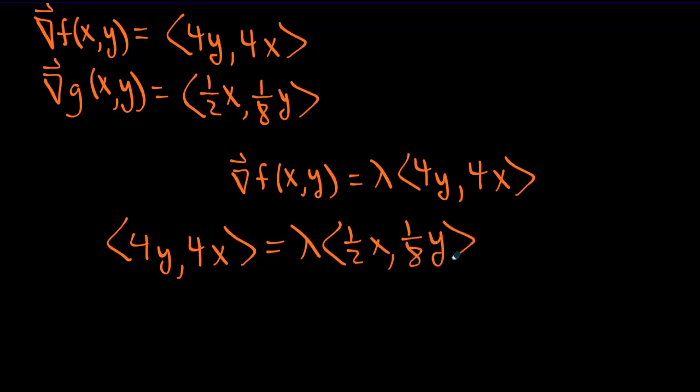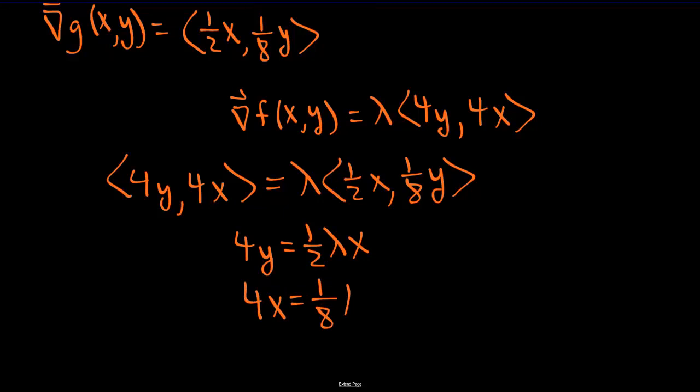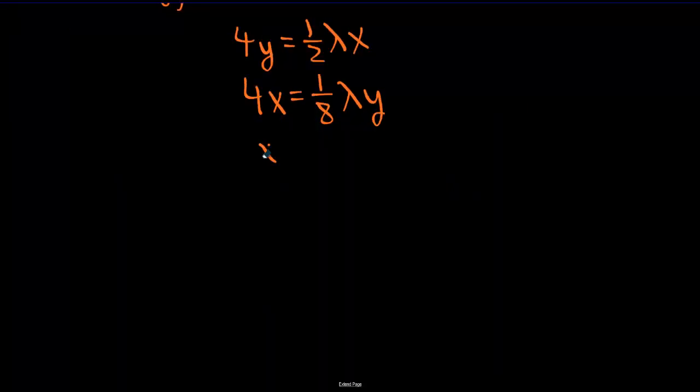Okay? Now, I've got some algebra to do. So this all boils down to a lot of algebra now. So look what we've got. We've got 4y equals 1/2 lambda x. So I'm just equating the parts. And 4x equals 1/8 lambda y. And then let me put my constraint down here, so I'll always have it in the mix: x squared over 4 plus y squared over 16 equals 1.